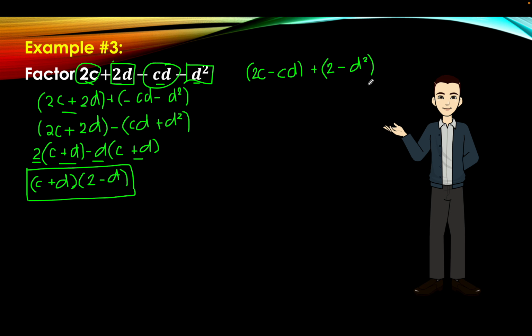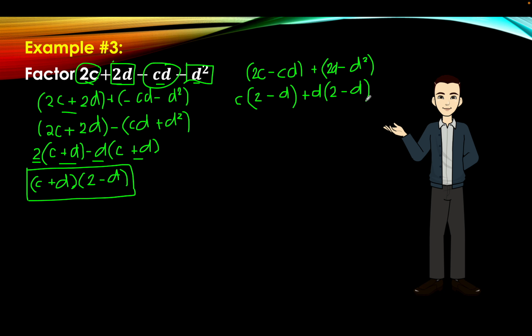All we need to do is remove the GCF, c, from the first group. So we have c, and 2c divided by c, we have 2. And negative cd divided by c is negative d. From the second group, we have 2d minus d squared. So the GCF here is d. And removing the GCF d, we have 2d divided by d, so we have 2, minus d squared divided by d, so we have d. Thus, we have now c times the quantity 2 minus d plus d times the quantity 2 minus d.